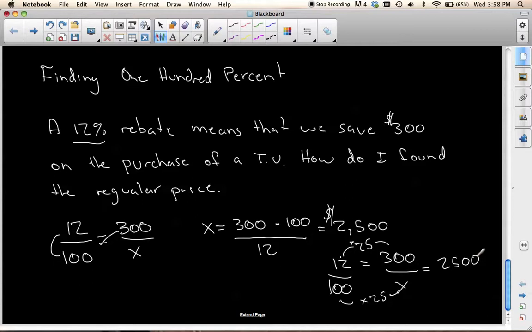So this is when you're trying to find the price of an item, and when you're trying to find the 100%, so dealing with rebates or saving money.